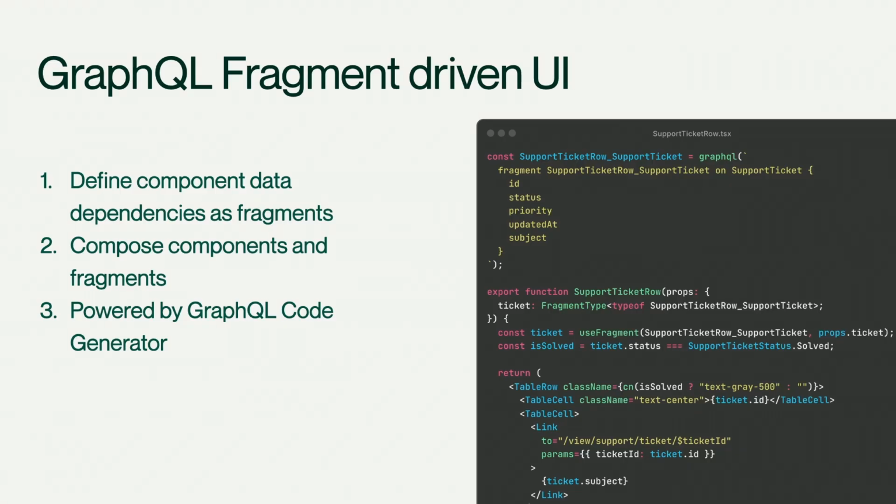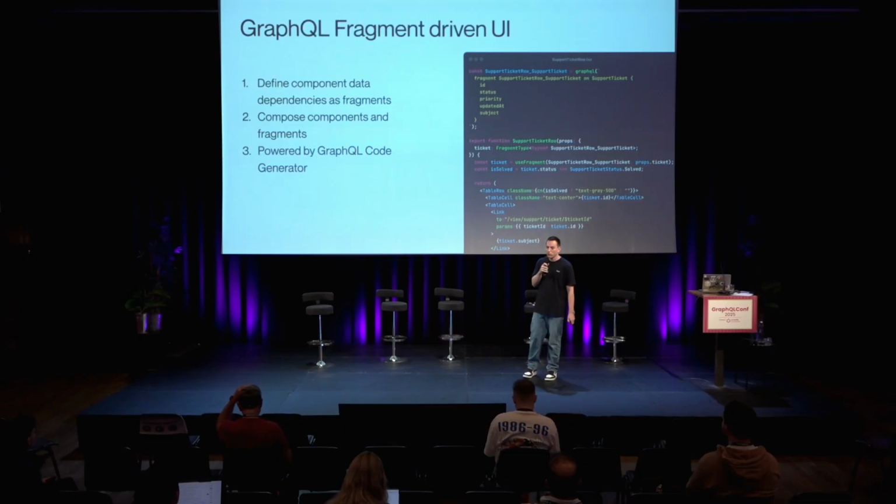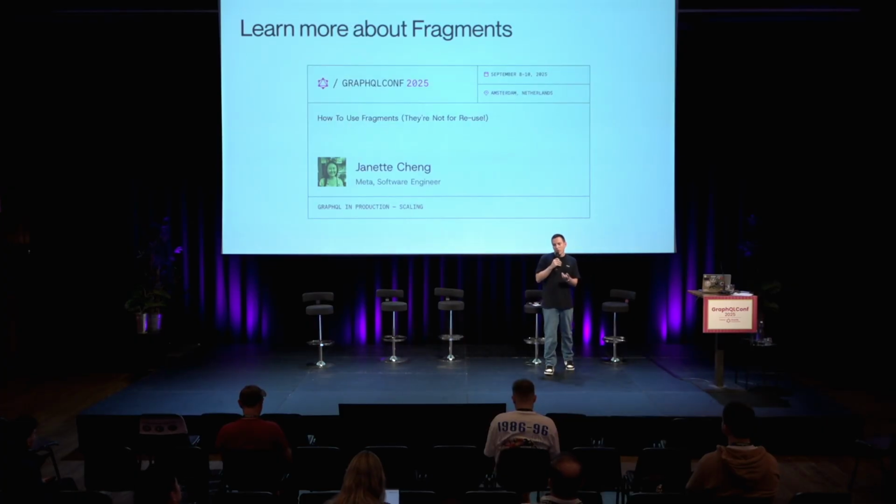We love that. This is actually a code snippet from our code. We use the graphql function. We write our fragment. We run CodeGen. And then we get types. We write our components like this, and it allows you to write super scalable components. Yeah, there was a talk also about this today. So if you missed that, check it out as well.